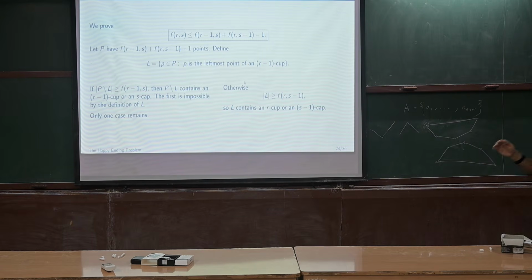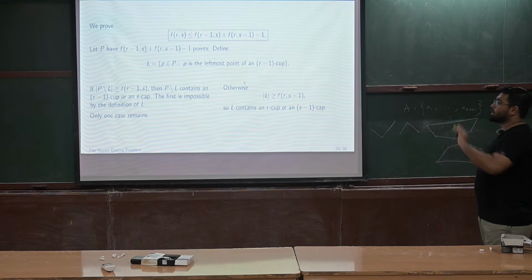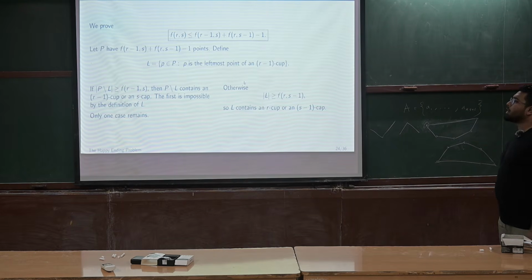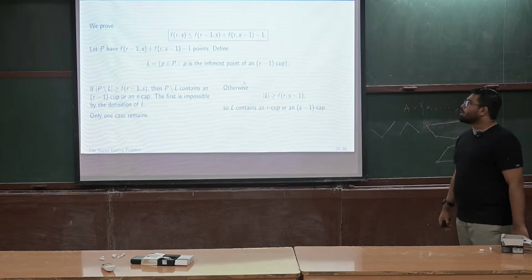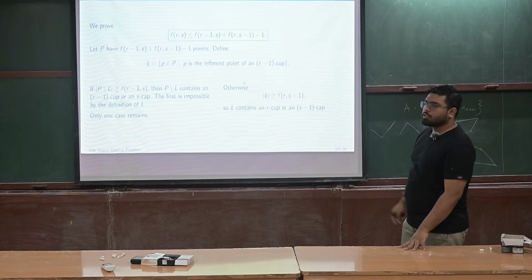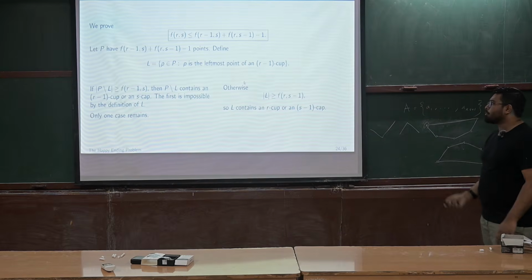Now you have two cases. Take the set P and take all of those points out that you have in L. If the cardinality of P set difference L is greater than or equal to f of r minus 1 comma s, then that means it must have an r minus 1 cup or an s cap. If we have an s cap, it's fine by us because all we ever wanted for f of r comma s was an s cap. But it cannot have an r minus 1 cup because all of those points that were the leftmost point of any r minus 1 cup have gone to L. So getting an r minus 1 cup is impossible, but you can get an s cap.